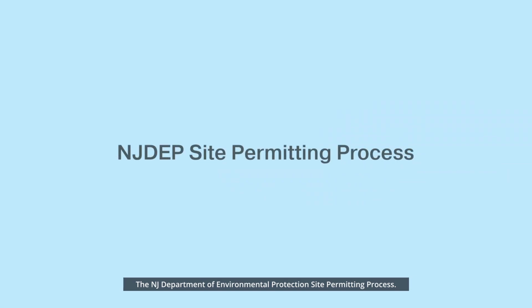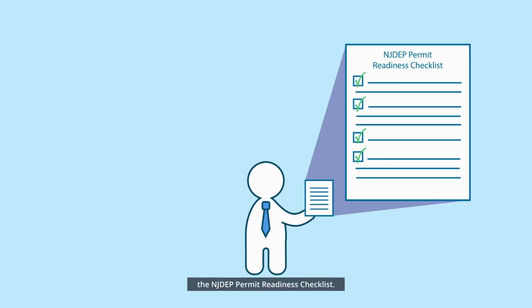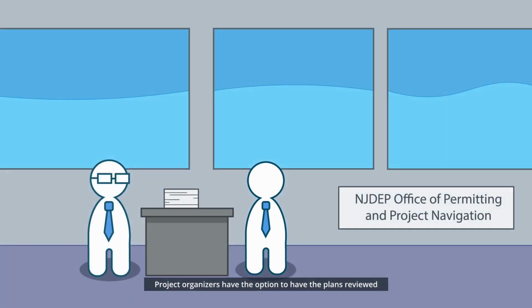The New Jersey Department of Environmental Protection site permitting process. Before submitting a project for approval, applicants have to complete the NJDEP Permit Readiness Checklist. Project organizers have the option to have the plans reviewed by the NJDEP Office of Permitting and Project Navigation to identify the permits needed and other possible issues.